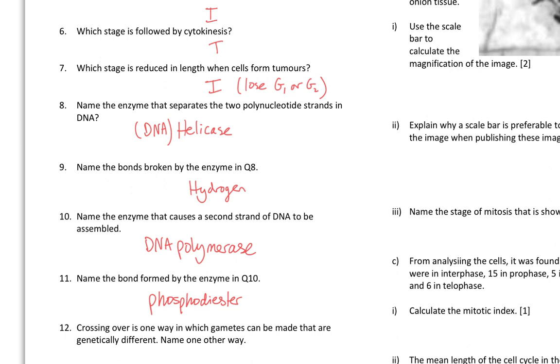And crossing over is one way in which gametes can be made that are genetically different. Name one other way. So that's independent segregation, also called random assortment. You could actually put mutation there, but we're going to cover that later on.